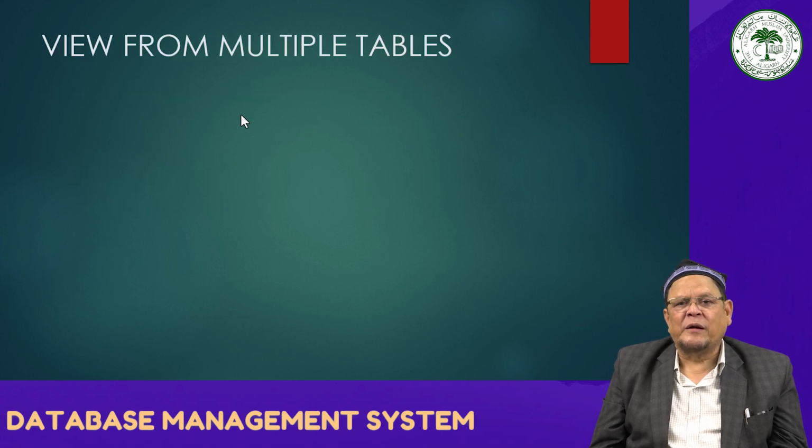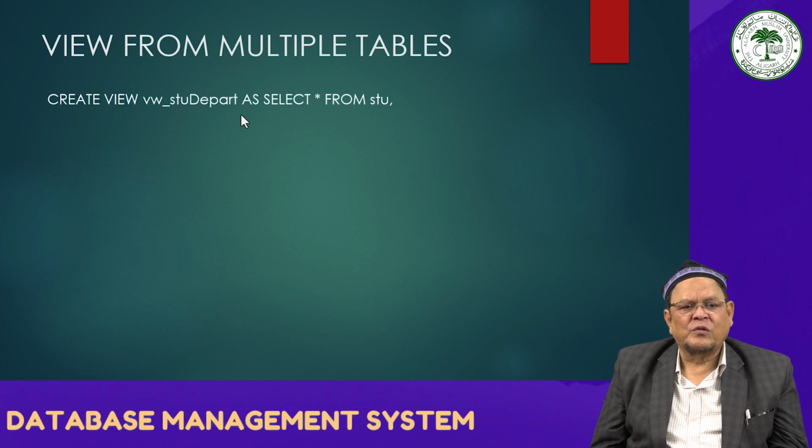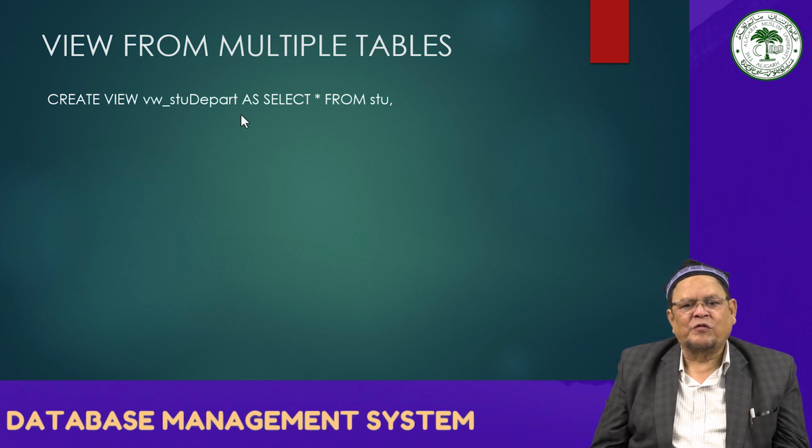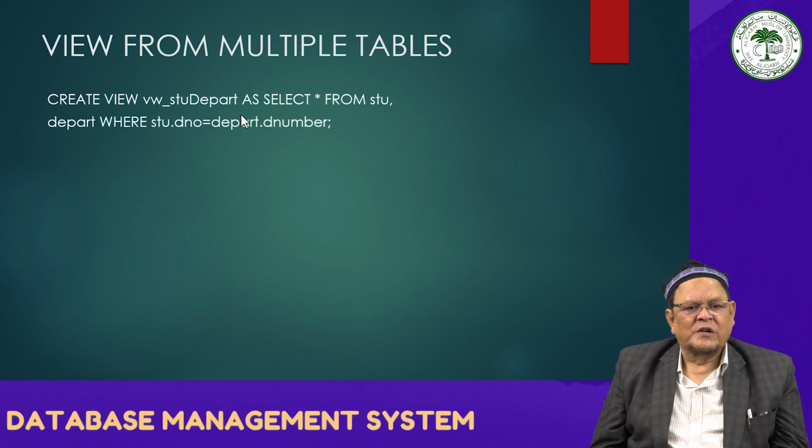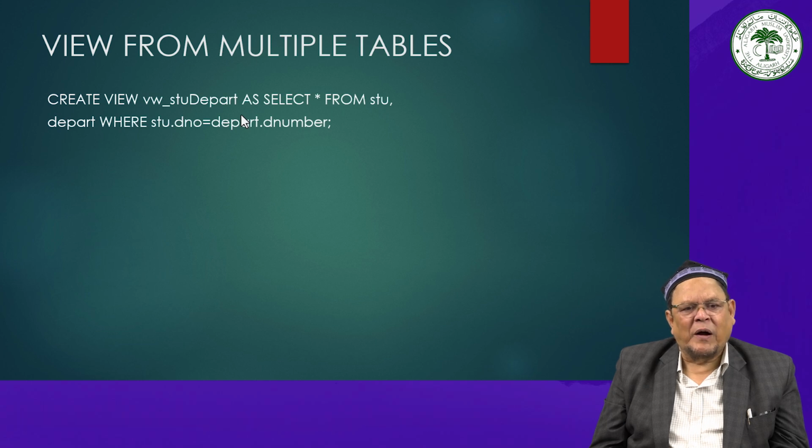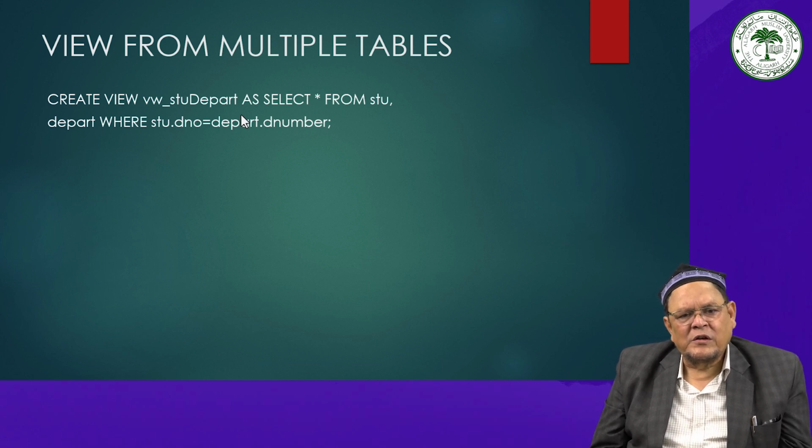View from multiple tables. If you want to create a view from multiple tables, you have to write: create view VW_student_department as select a.* from STU, department where student.department number must be equal to department.D number.